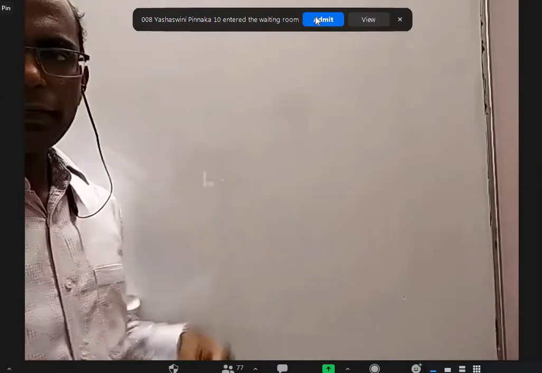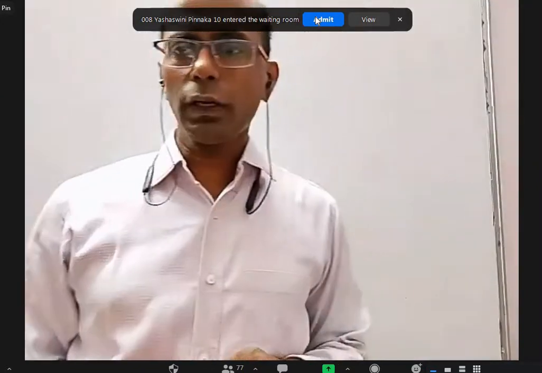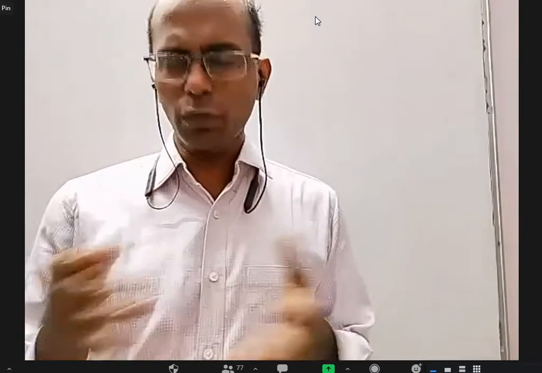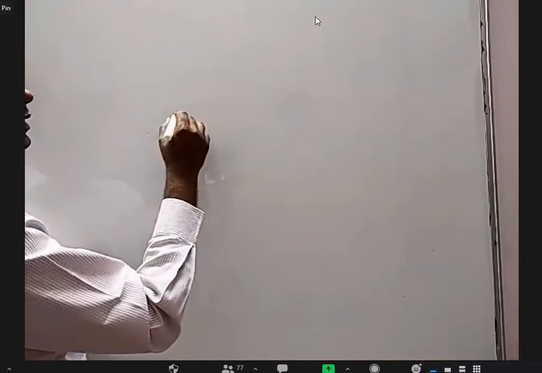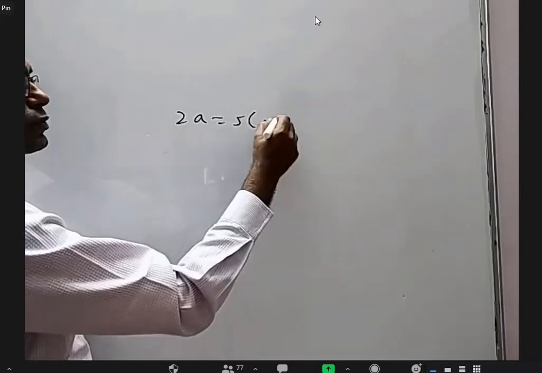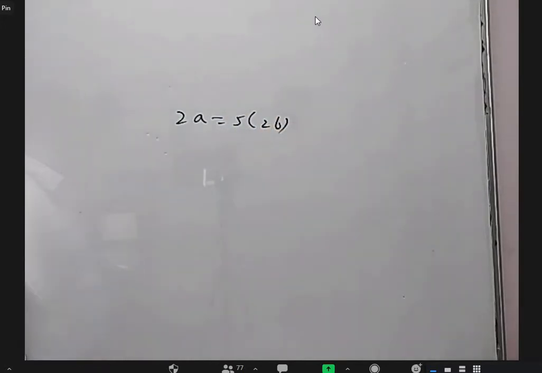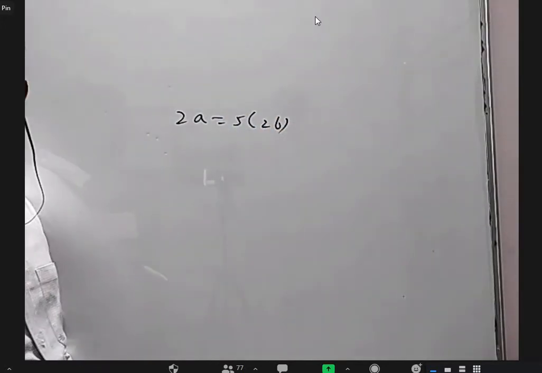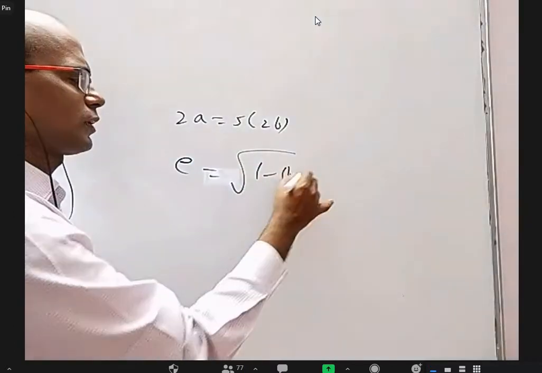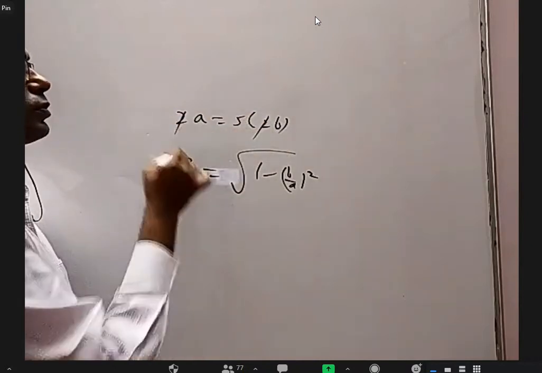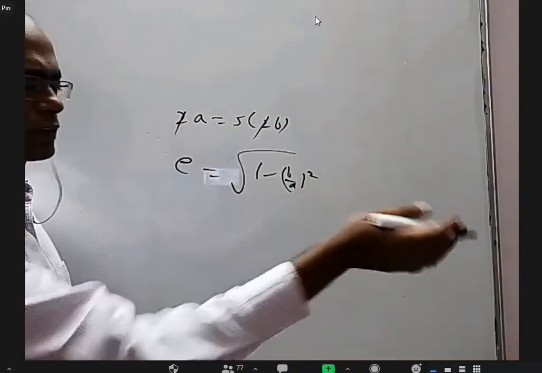Now you will find a lot of questions where they give some details of the ellipse, but they don't give the foci and all. They'll say, let us say the length of the major axis is 5 times the length of the minor axis. What is the eccentricity? Length of major axis 2A is 5 times 2B. From that, can I find the eccentricity easily? Yes, because after all, eccentricity is root over 1 minus B by A whole square. Cancel this 2, you will get B by A is 1 by 5, substitute it, you will get it.